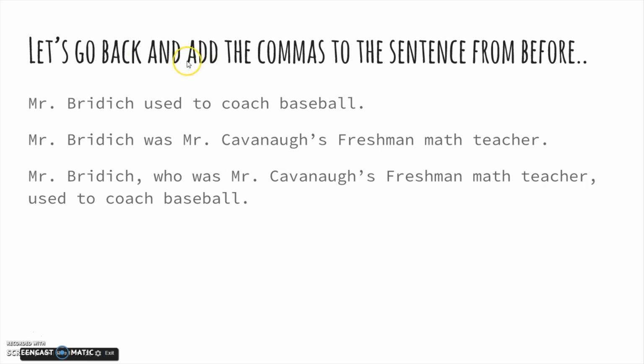Okay, so let's go back to this sentence about Mr. Brightish. This is the correct way. Mr. Brightish, who is Mr. Kavanaugh's freshman math teacher, used to coach baseball. Because if I take this clause out, you don't say which Mr. Brightish. So this is an example of a sentence that's a subordinate clause, and it needs a comma on either side of the clause. And it also needs the word who instead of the word that.